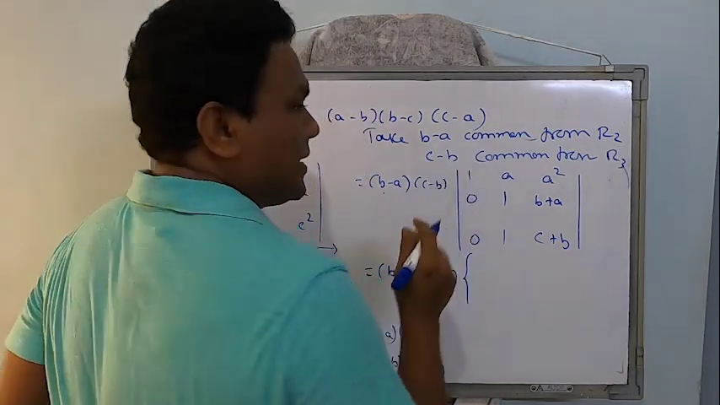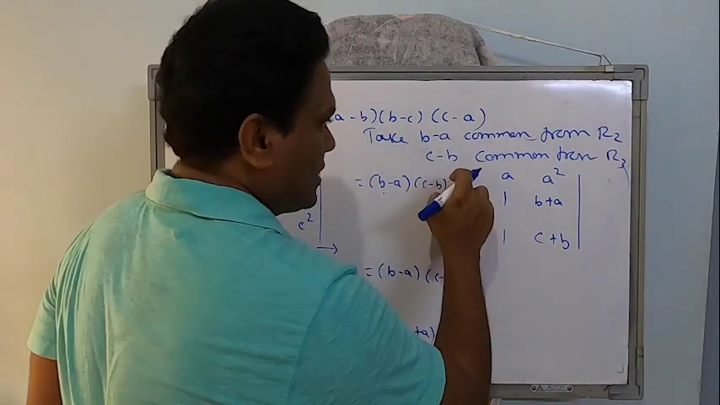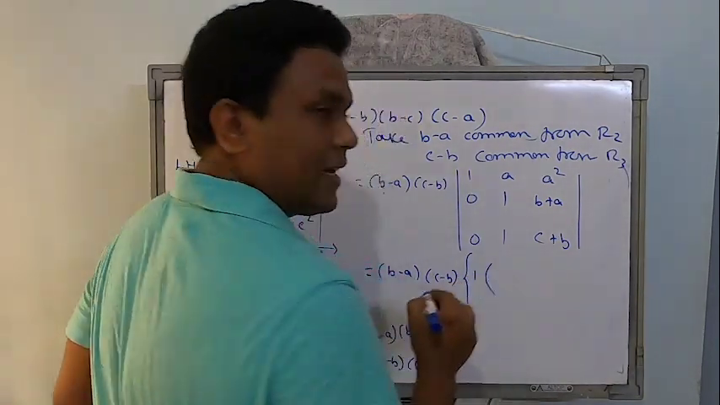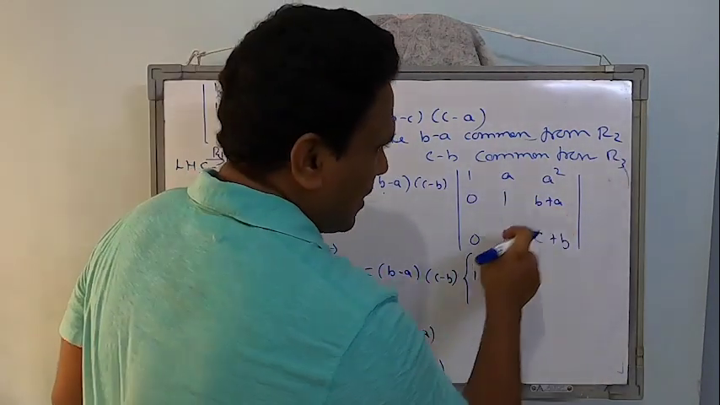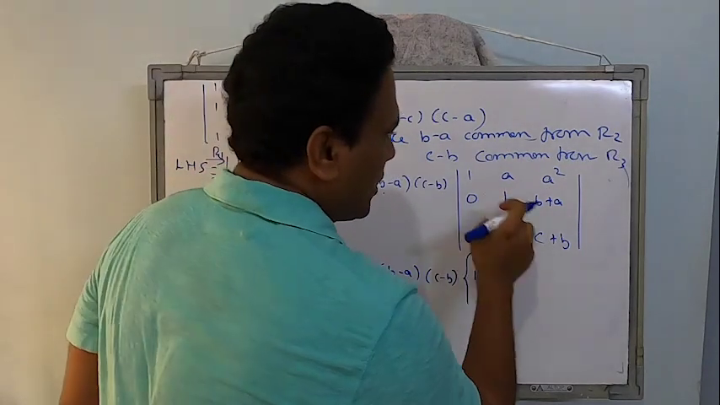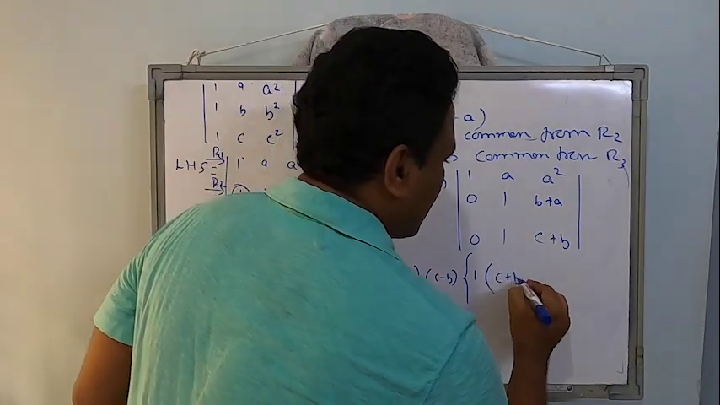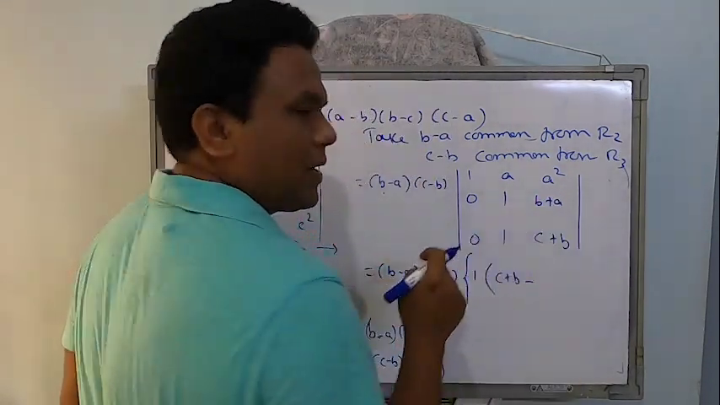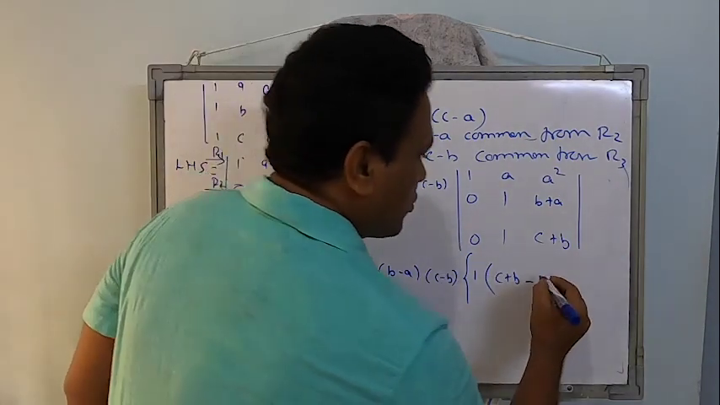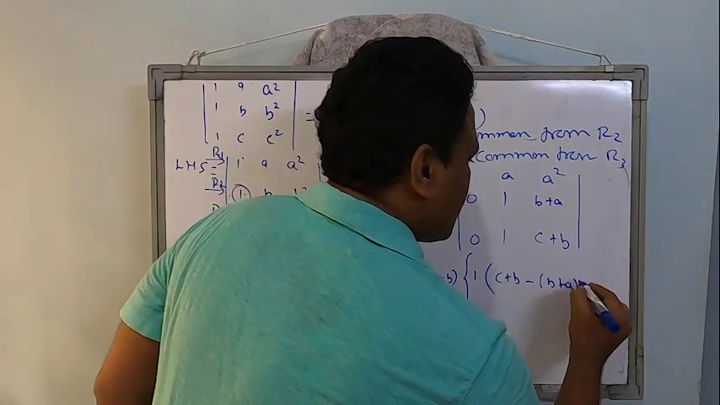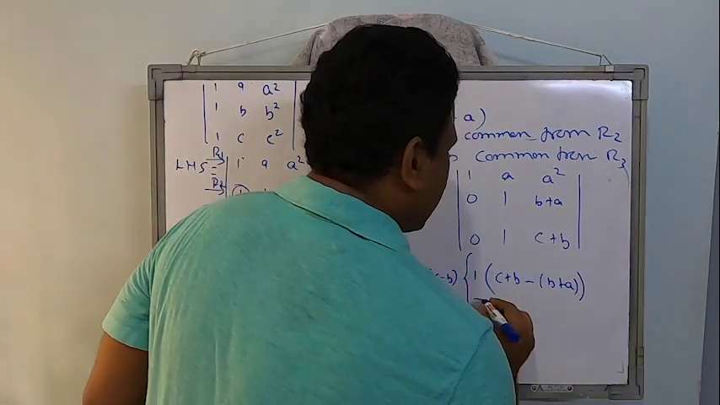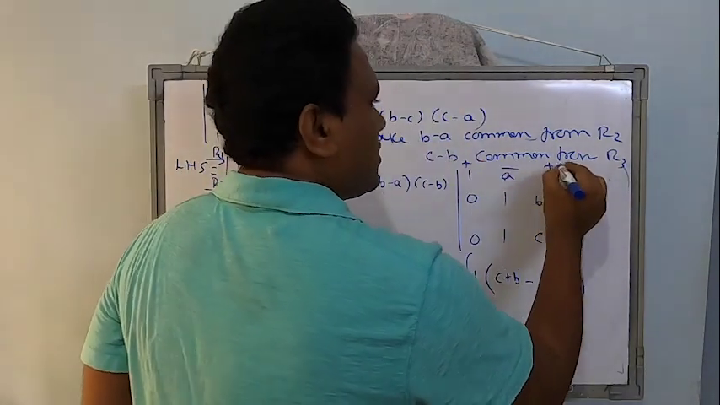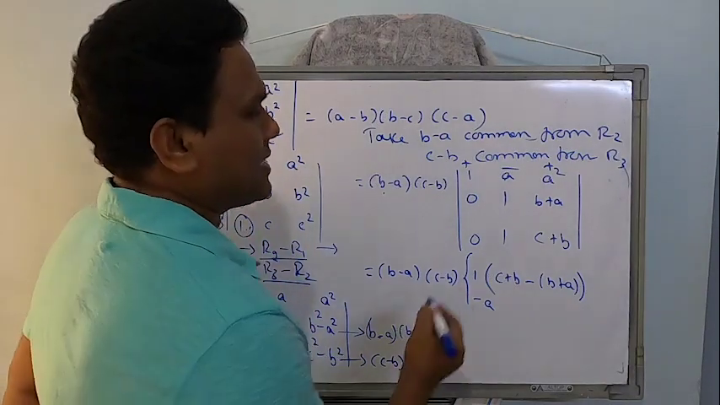Now look here. Open the bracket and then expand. First element is 1, 1. How do we expand? Leave the column and row in which 1 is present and expand these 4. Correct, right? So 1 multiplied by c plus b, minus b plus a multiplied by 1 is b plus a. So there is a minus sign, so put the bracket. Now let's go for the next element. What's the next element? Minus a, because of the signs. So the next element is a.